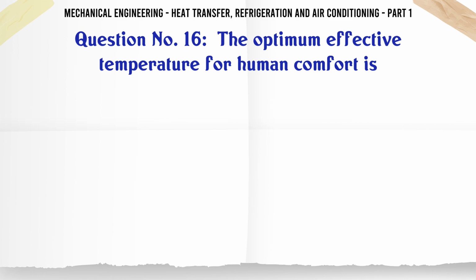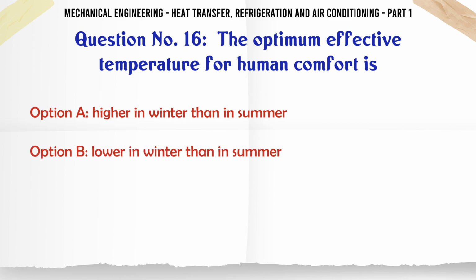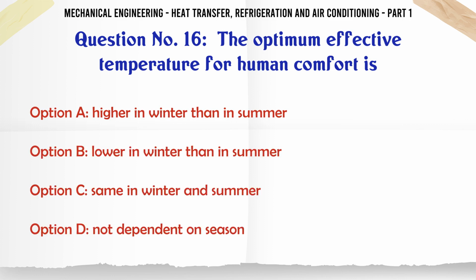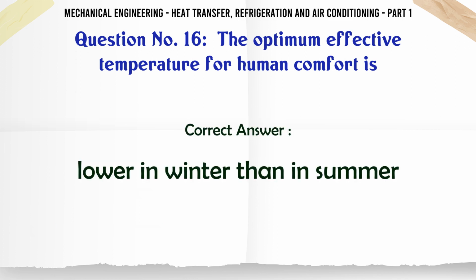The optimum effective temperature for human comfort is A. Higher in winter than in summer, B. Lower in winter than in summer, C. Same in winter and summer, D. Not dependent on season. The correct answer is lower in winter than in summer.